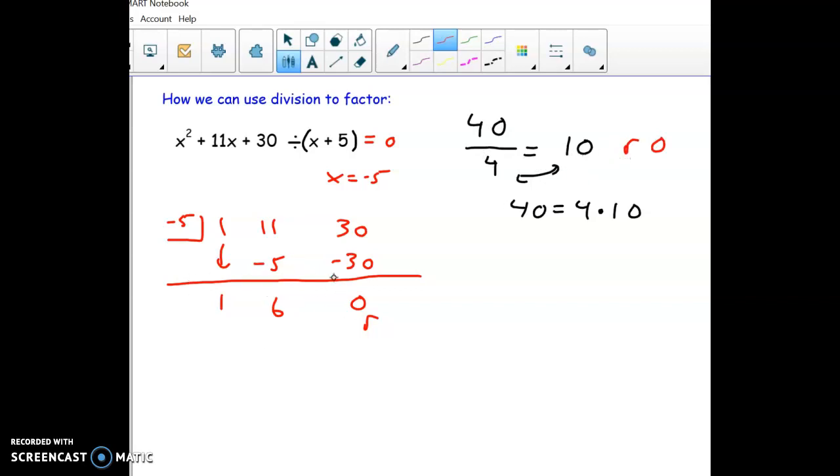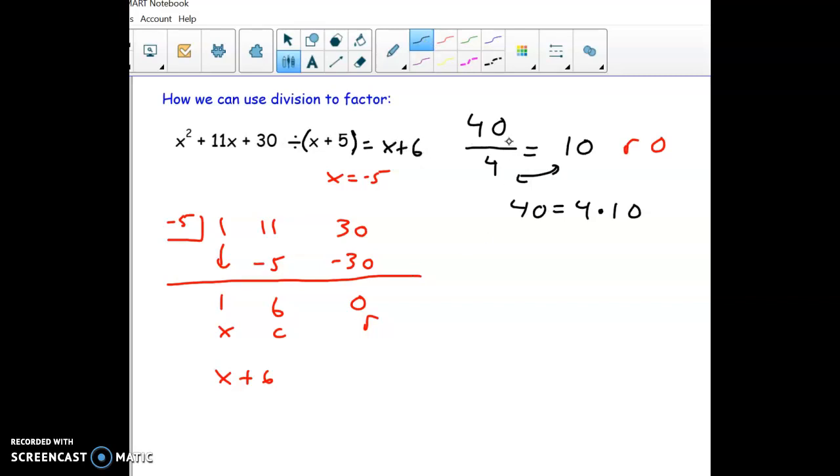So it divided out evenly, and what we were left with is 1x and a constant of 6. All right, so now that we know that this is our answer, right? When we divided, let me write this out real quick then. So when we divided x squared plus 11x plus 30 by x plus 5, we got x plus 6.